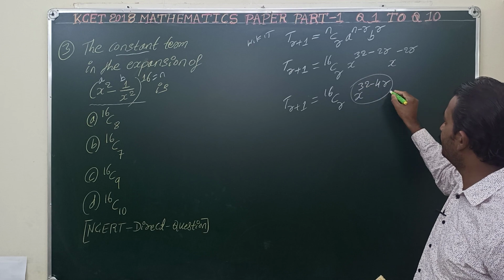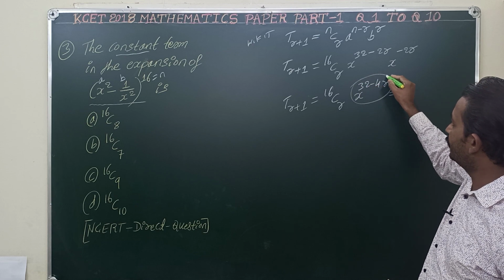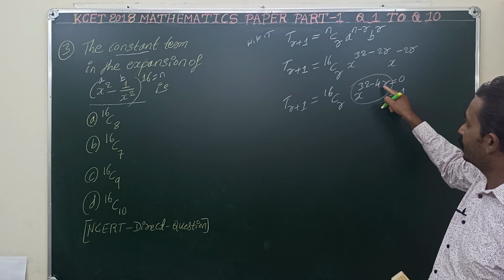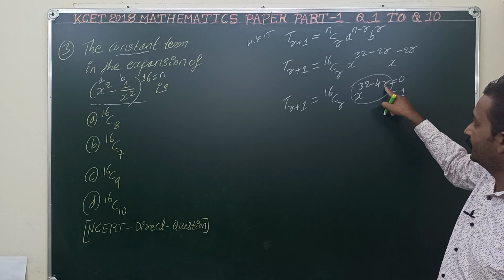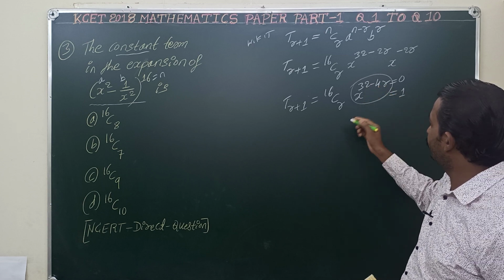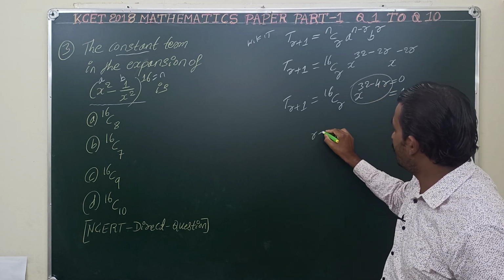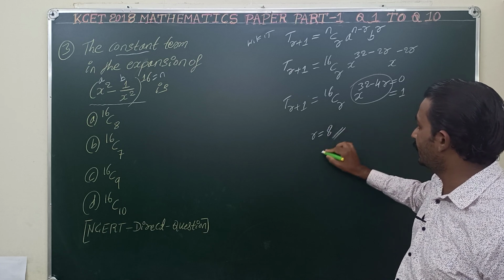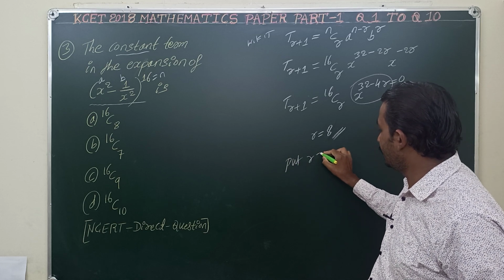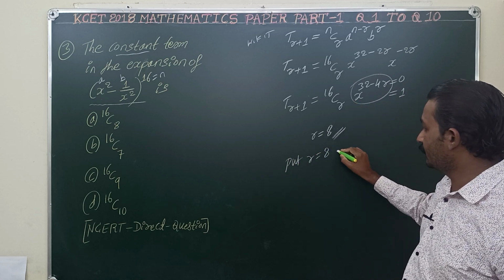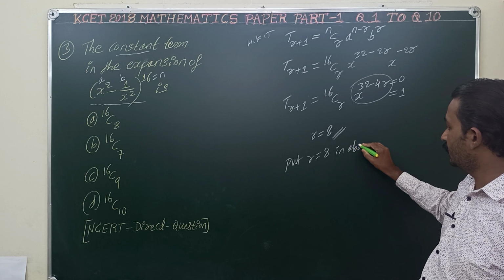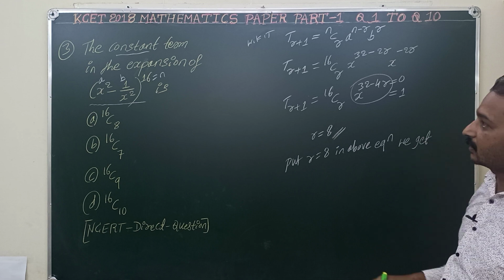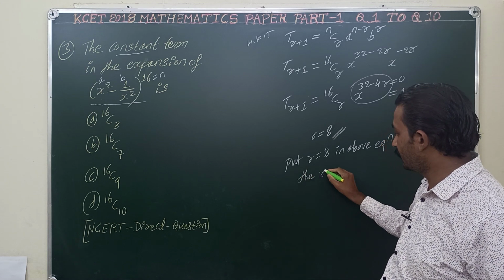So this term becomes 1 when this term becomes 0. This term becomes 0 when we put r equal to, in this case, 8. So 8 4s are 32. So here r is equal to 32. Sorry, r is equal to 8. Put r equal to 8 in the above equation. In the above equation we get the required constant term.